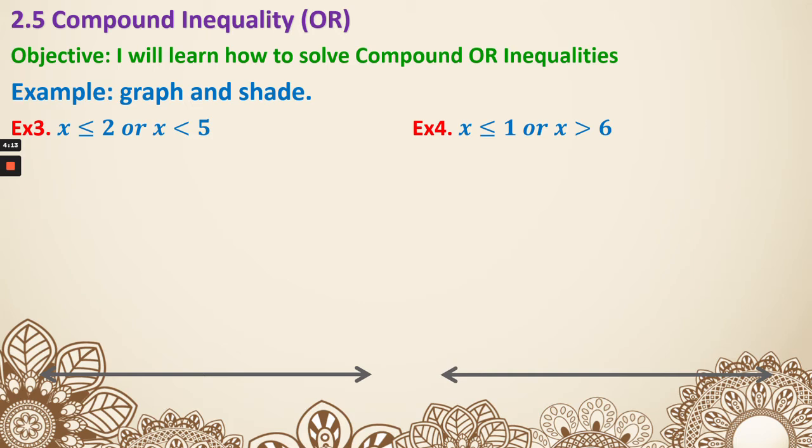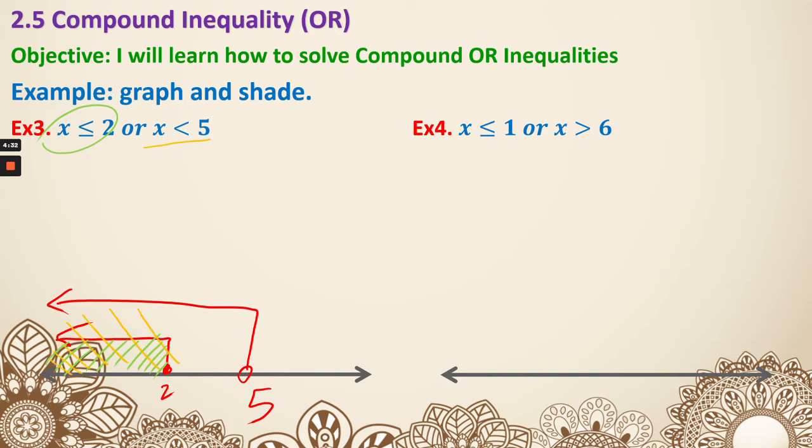Next, example 3. X is less than or equal to 2, and x is also less than 5. So I'm going to start shading the 2 first. That's going to be this part. Then I'm going to start shading the 5, which is anything to the left of 5. So no matter what, it wouldn't be all real numbers because there's nothing to the right side of the 5. Which means, finally, when I shade any part that's being shaded already, will be everything over here. And based on that graph of the red color, the final answer is x is less than 5.